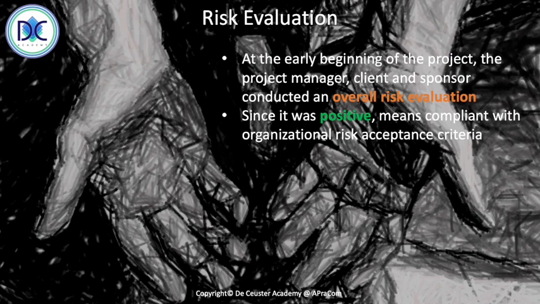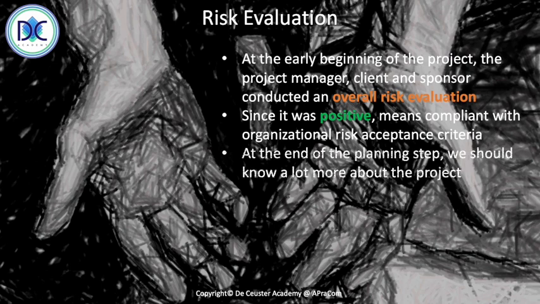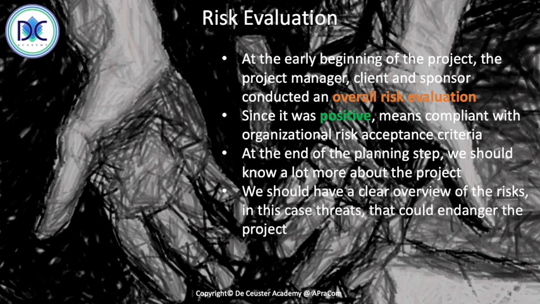Now, this can change. At the end of the planning step, we know a lot more about the project. We should have a clear overview of the risks, in this case threats, that could endanger the project. And the final risk review should give the green light to continue. Basically, once we can confirm that the risk level that we estimate at the end of the planning step complies with the risk level of the stakeholders and the organization, then we get the final approval and the go for the project.